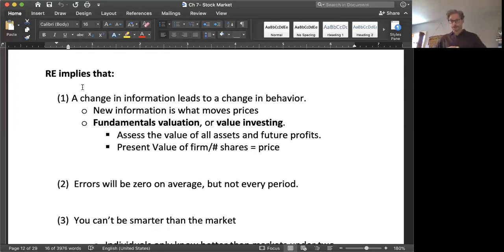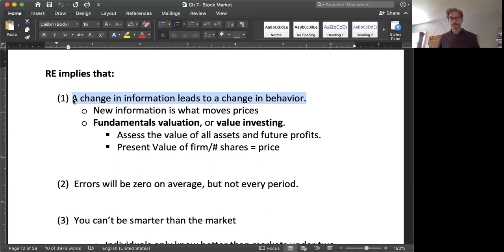If people are rational, and this is basically how economists and people in finance academics think about people, we tend to think about people as rational, meaning using all available information, then this has a couple of very clear implications. First off, what determines the stock price? Information, right? Changes in information lead to changes in behavior. In other words, stock prices should only change when there's new information. New information is what drives prices, right? Not old information. Why? Because old information should already be incorporated in a stock price.